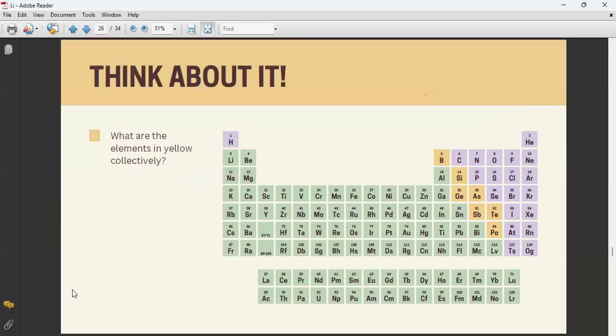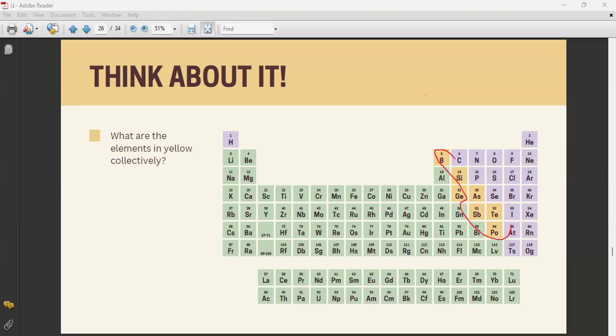Moving forward. So, how are the elements in the middle collectivity? Now we have seen how metals and non-metals are present in the modern periodic table. This green were the metals and this purple were the non-metals. But what about these elements, which are collectively present in between the metals and the non-metals? Okay, so what are these elements?